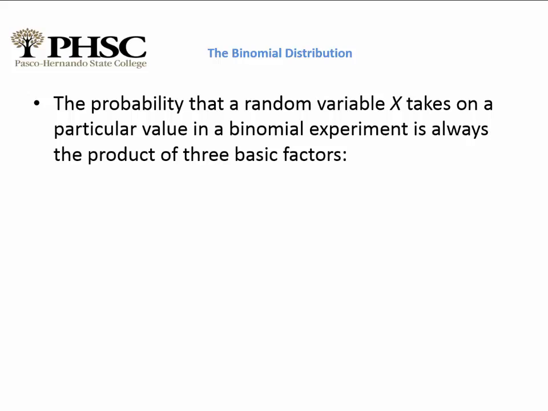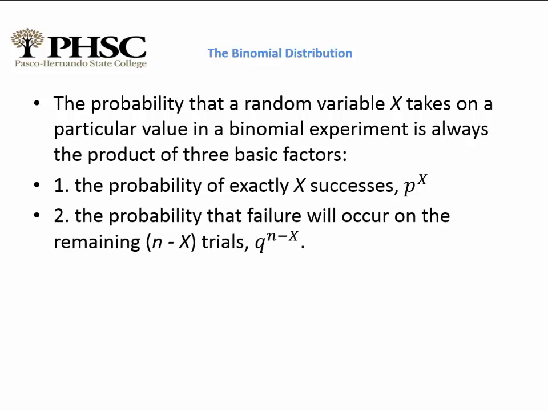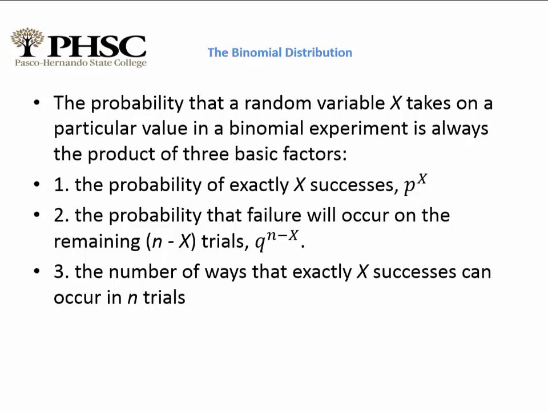The probability that a random variable X takes on a particular value in a binomial experiment is always the product of three basic factors. The first one is that the probability of exactly X successes is p raised to the X. Then the probability that a failure will occur on the remaining n minus X trials is q raised to the n minus X. And then the number of ways that exactly X successes can occur in n trials.